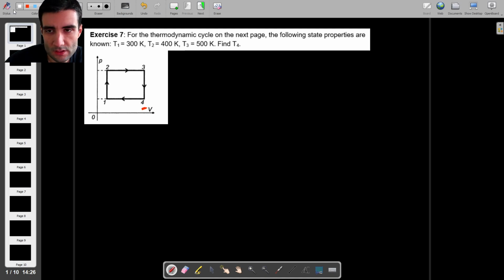So let's read the question and then we'll try solving it as usual. For the thermodynamic cycle on the same page in this case, the following state properties are known. As I said, we know three temperatures: 300, 400, 500, and we have to find T4.